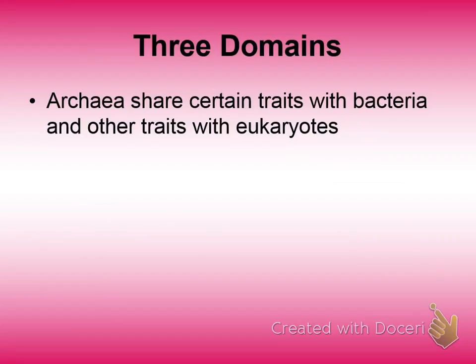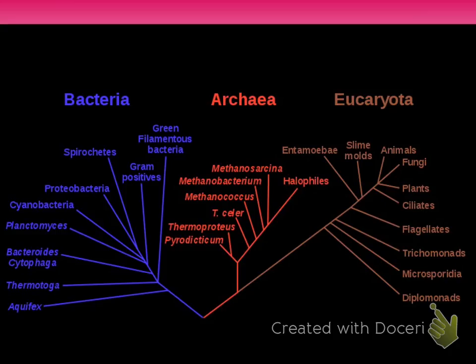So 3 domains, archaea is one of the smallest bacterium. Here's a little chart that shows bacterium, archaea, and eukaryotes. Bacterium, like we talked about, very small bacteria. Then we have archaea, kind of somewhere in between eukaryotes and bacteria. There's a branching point prior to archaea that we have to fall into.